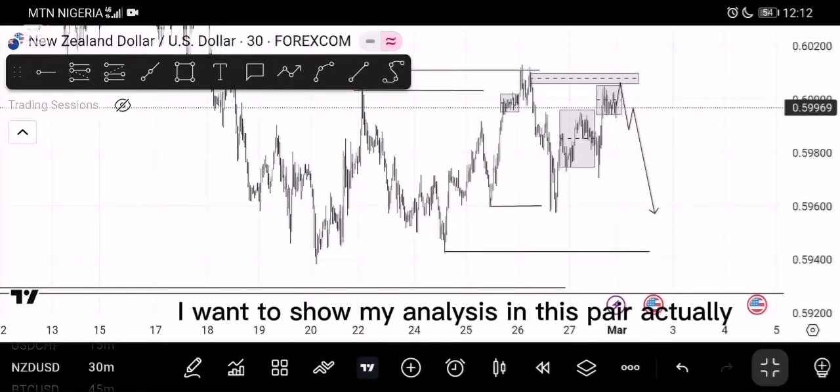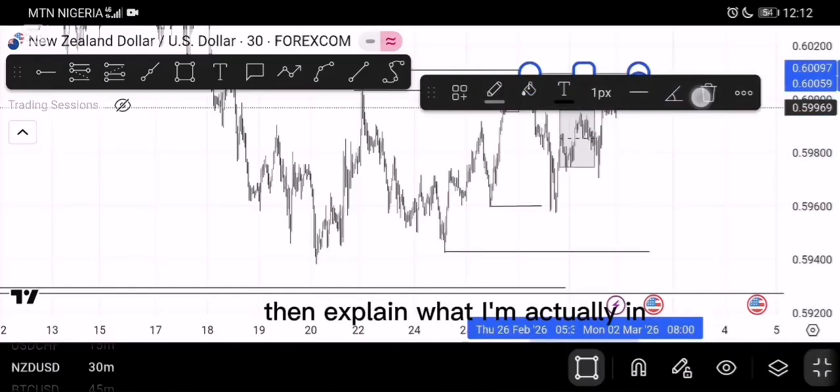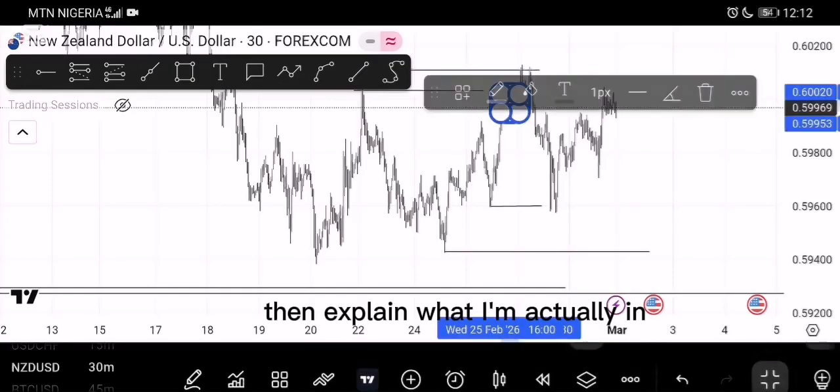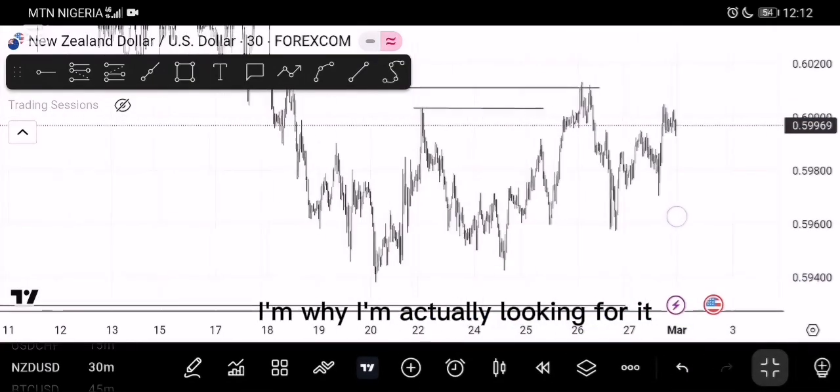I want to show my analysis in this PA actually, but let's delete everything. I want us to start from scratch, then explain what I'm actually looking for, and why I'm actually looking for it.